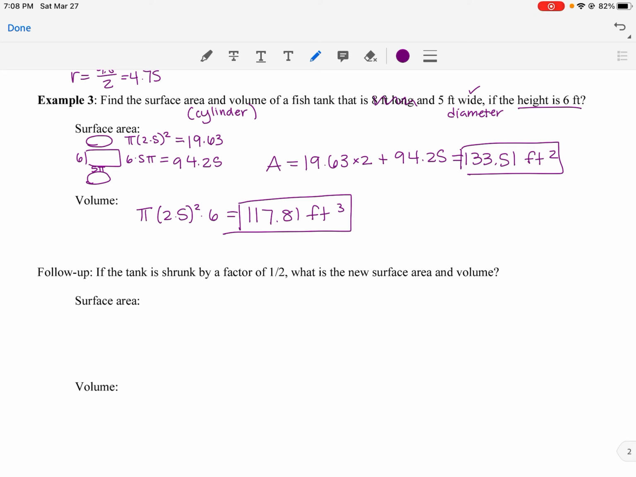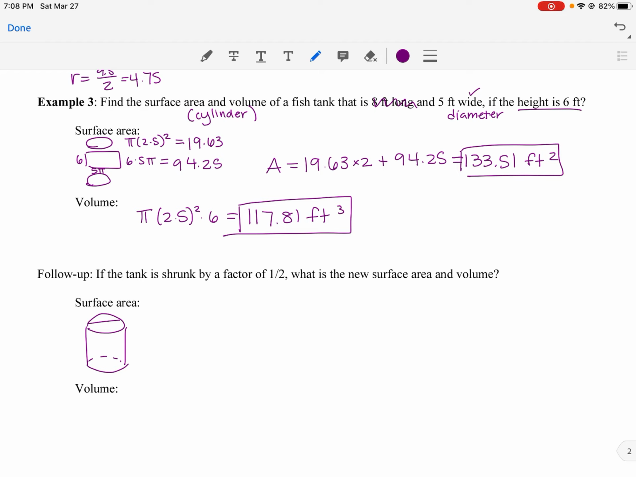Okay, so if it had originally a diameter of 5 feet, we're now going to have, so our little fish tank that we said was a cylinder is going to be, rather than 5 feet, the diameter will now be 2.5. It's going to be half of that. And the height, rather than 6 feet, will be 3 feet.